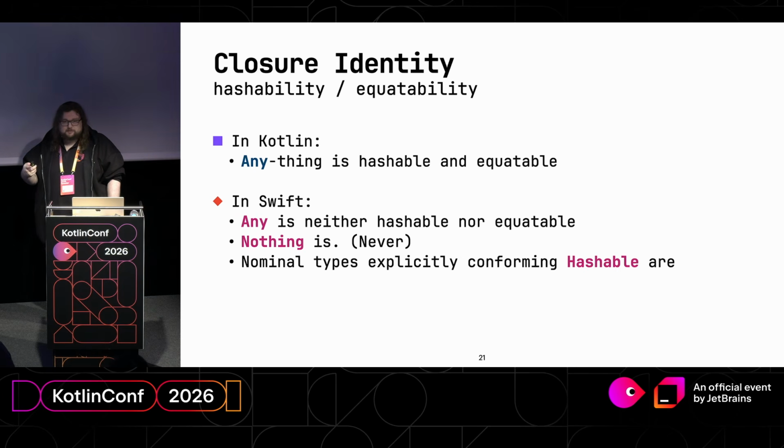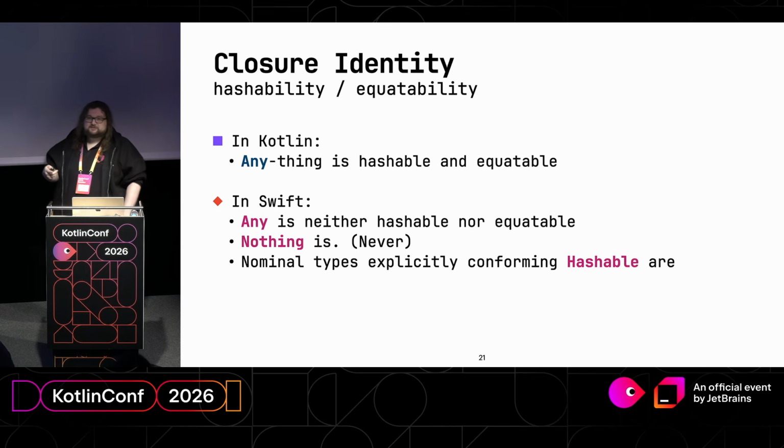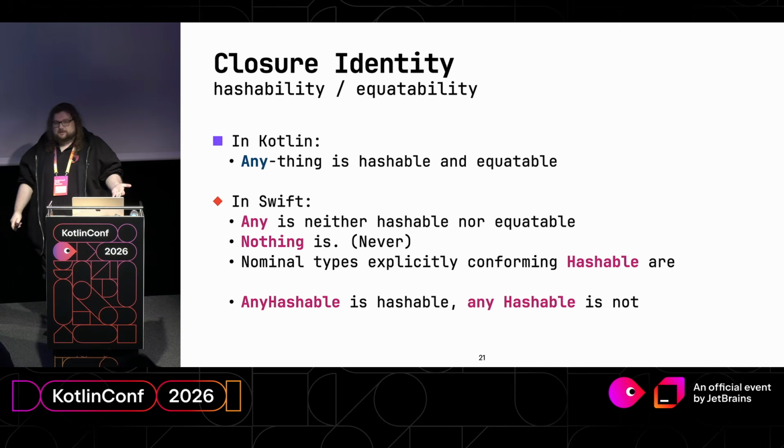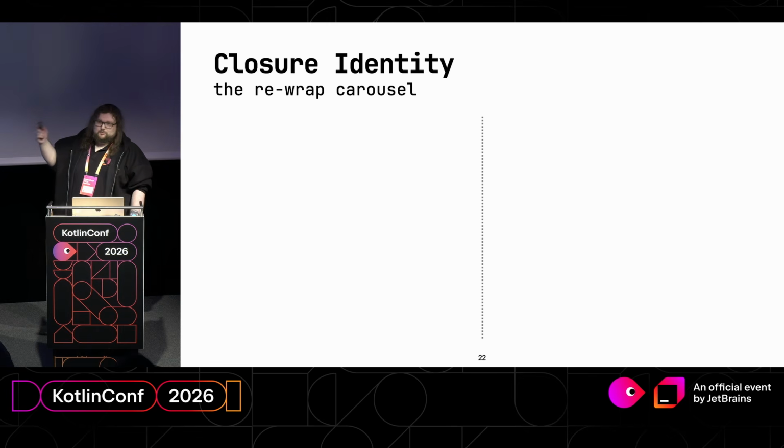You don't know what nominal types are? For the purpose of the talk, they are not lambdas. They are anything but lambdas. So, well, lambdas are not hashable. And AnyHashable, well, five things. So why does it matter?